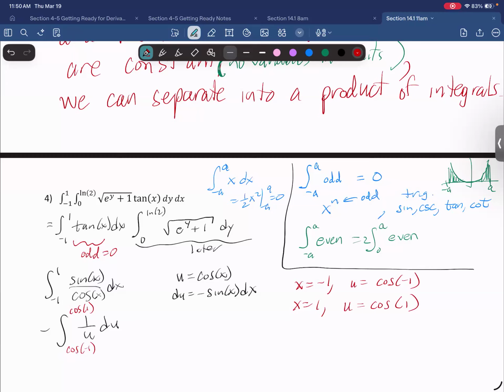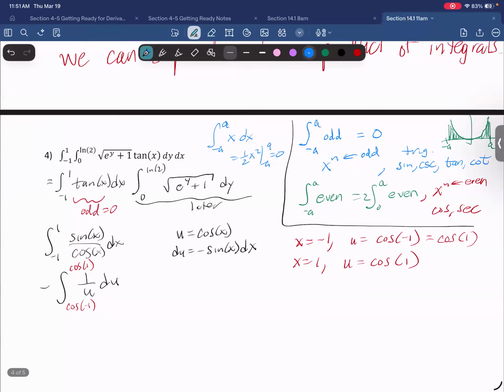Cosine is an even function. I didn't mention the even functions. This is when x to the n is even, or for the trig functions, it's cosine and secant. So it just goes with one. It's just cosine of 1. Excellent. So this is effectively negative integral from cosine of 1 to cosine of 1, and we don't have an interval. When you plug it in, it's 0 wide. So 0 wide is 0.